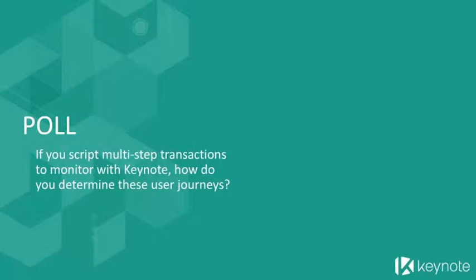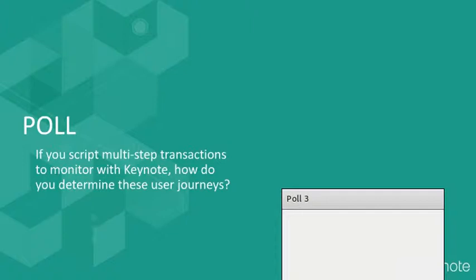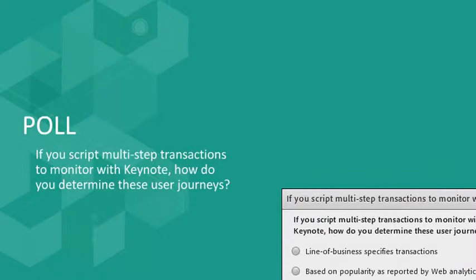So let's take another poll. If you have a multi-step transaction to monitor with Keynote, how do you determine these user journeys? Do you look at your analytics? Do people tell you exactly what that flow is supposed to be? How do you say, okay, this is the number of pages and this is the flow that I'm going to be doing for a specific customer?